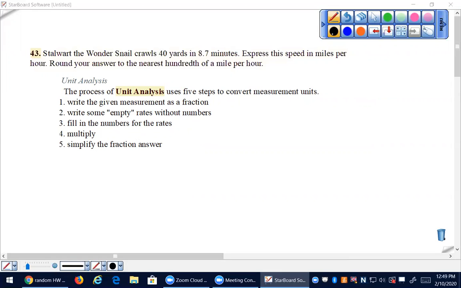So, 40 yards in 8.7 minutes. Express the speed in miles per hour. Oh, I don't want to break this. I'm sorry. So 40 up, and then it's yard, yard down here. It's not 40 over 1, though. Oh, that's where you started.